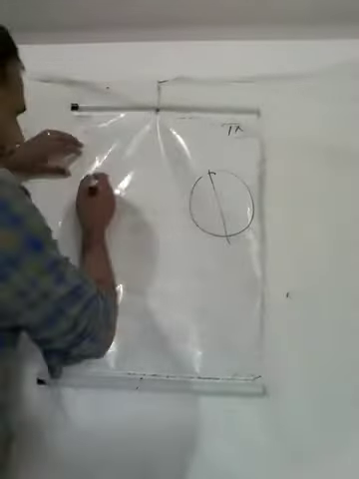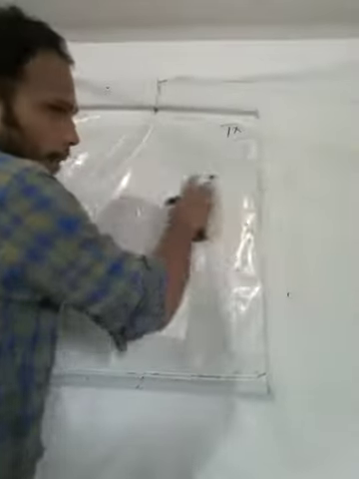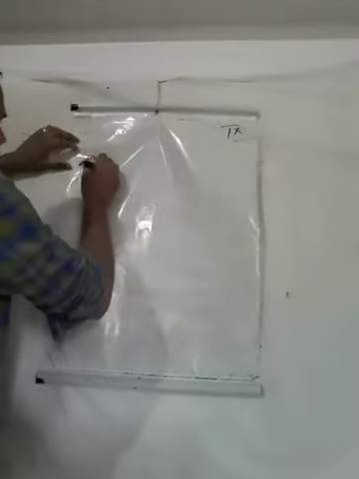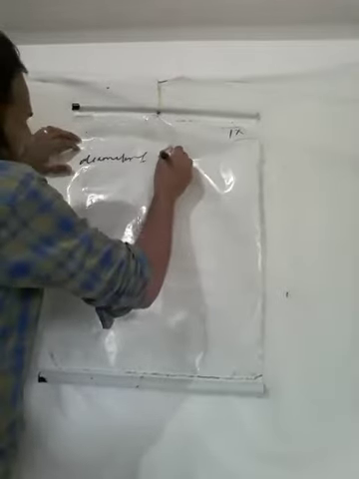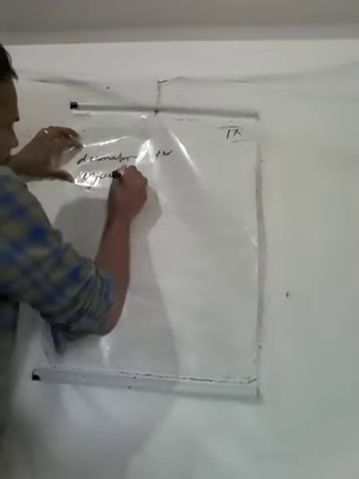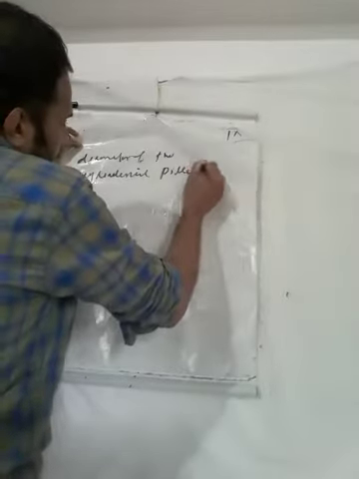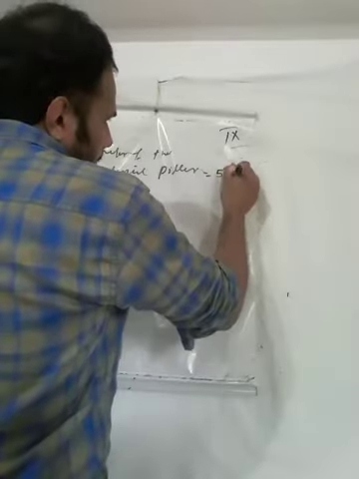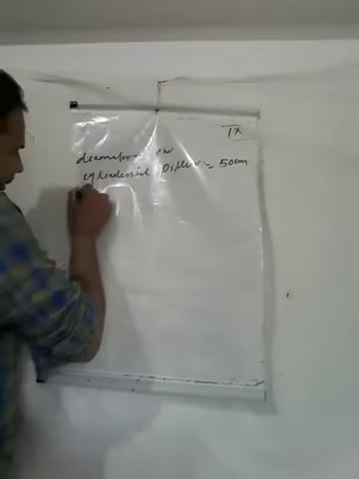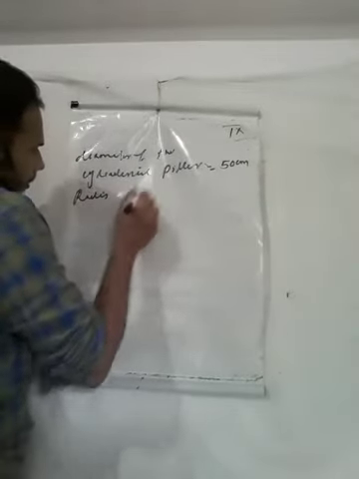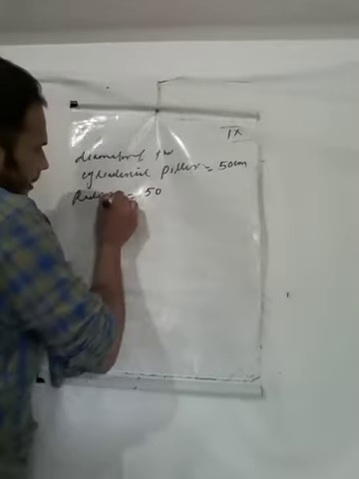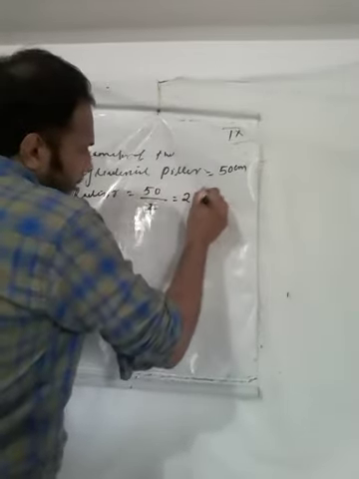Given that the diameter of the cylindrical pillar is equal to 50 centimeter. How much? 50 centimeter. So the radius of the cylindrical pillar, radius equal to how much are we getting? 50 by 2, equal to 25 centimeter. Now we are getting 25 centimeter.